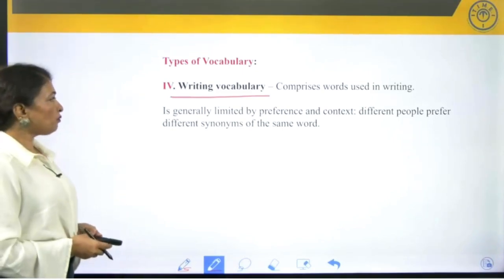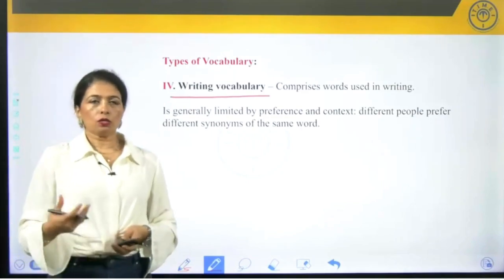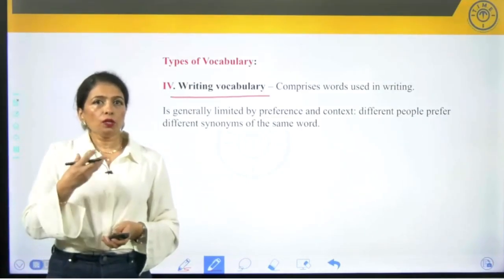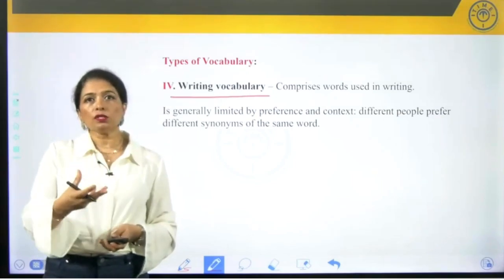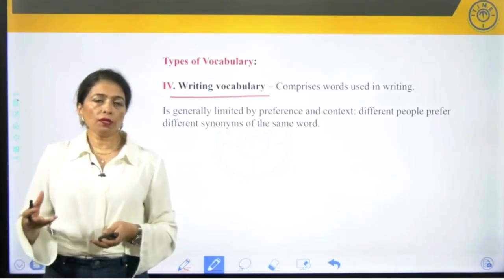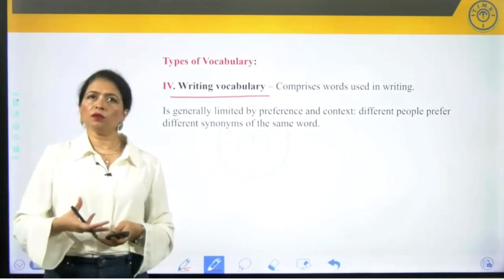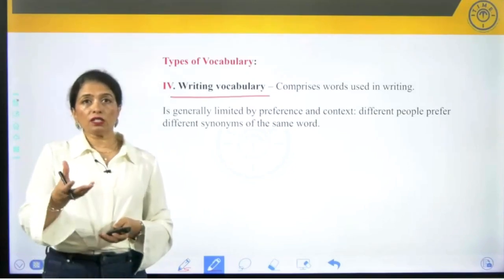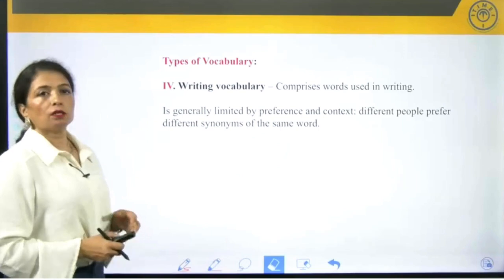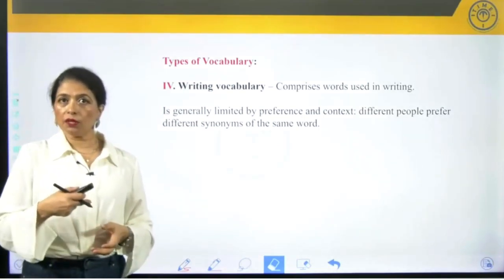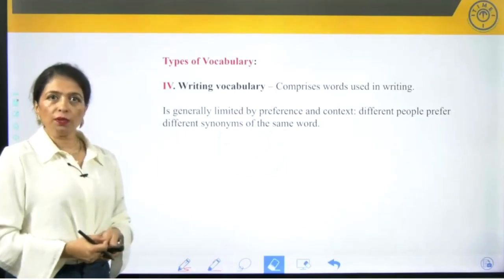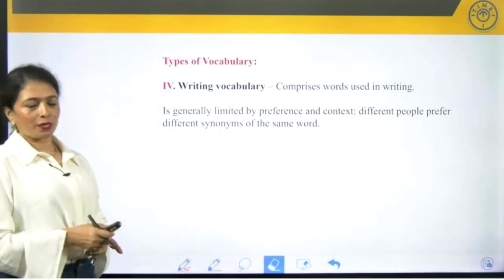Different people prefer different synonyms of the same word. So we have so many words that we are aware of, but we may use different words to express the same idea, right? Which is why a lot of people have a better command on what they speak, while a few are not able to reach that level. So this is that kind of vocabulary which comprises words that we come up with when we have to write. The endeavor should also be to improve on this aspect as well.